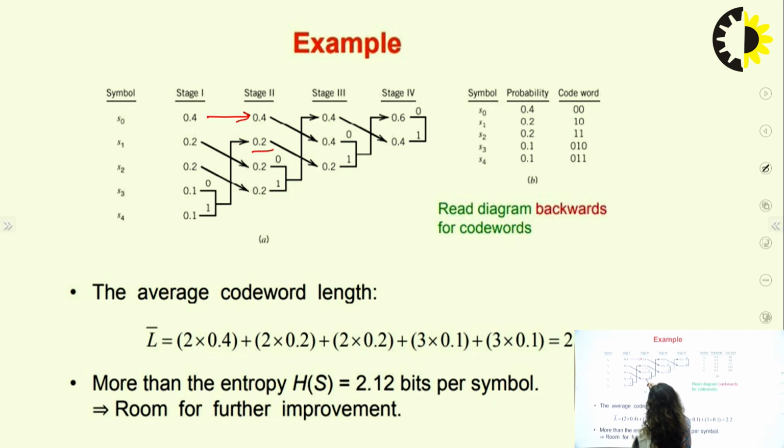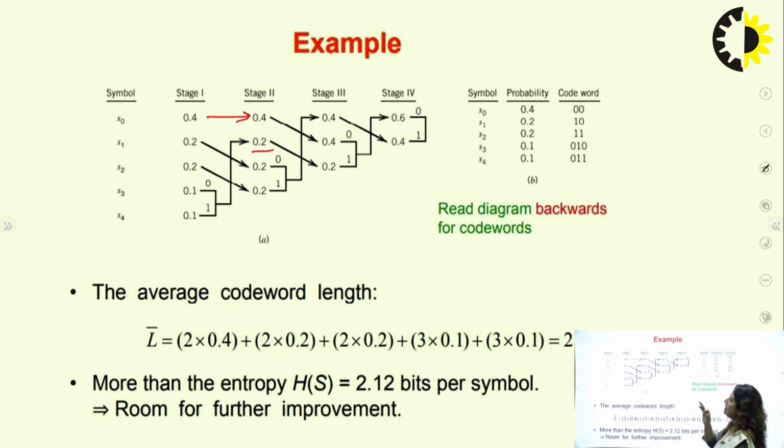Then again we add the last two probabilities, which comes out to be 0.4, and it is placed at the topmost, then 0.4, then 0.2. Again we sum 0.4 plus 0.2, which is 0.6, and it is placed at the topmost in stage 4, and then we are left with only two probabilities.